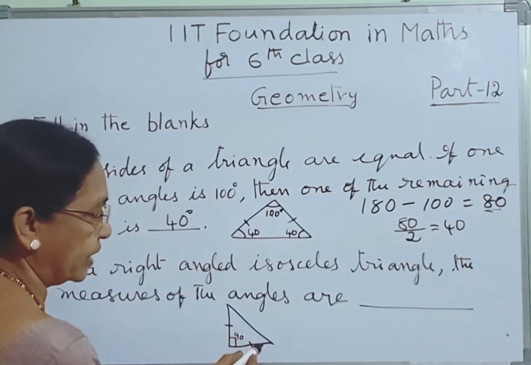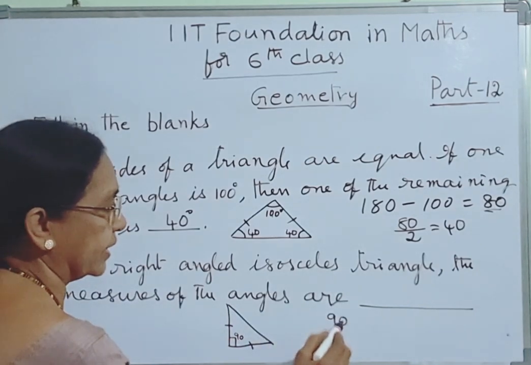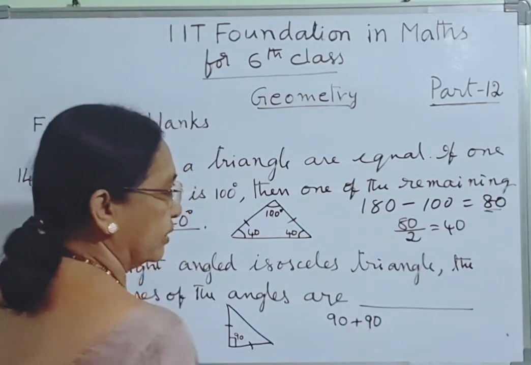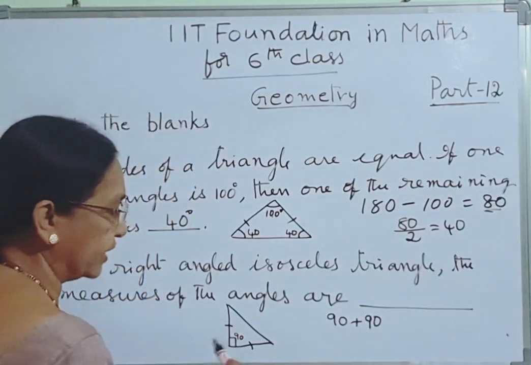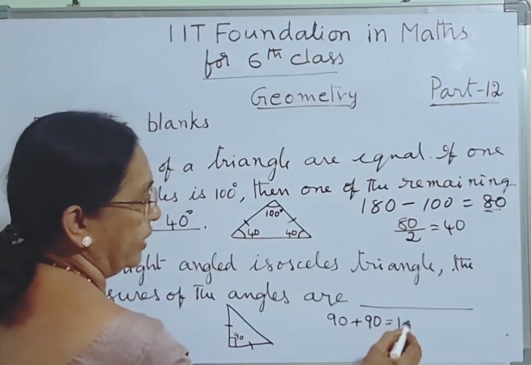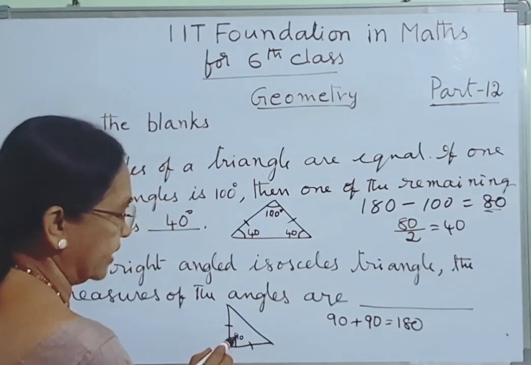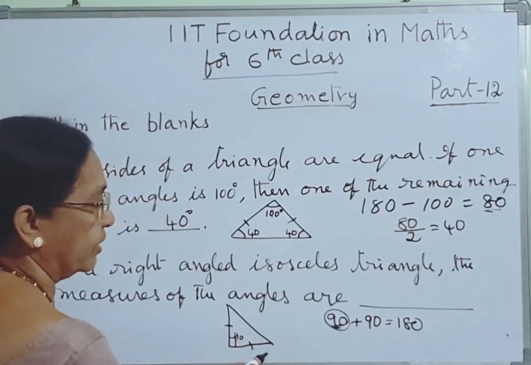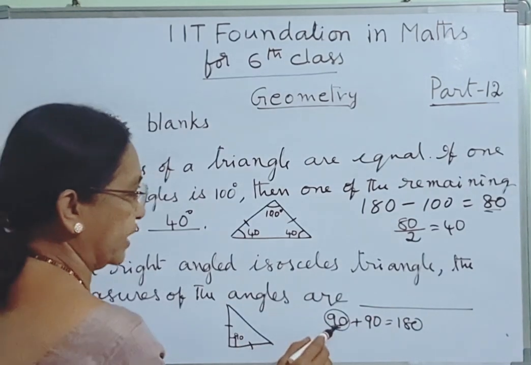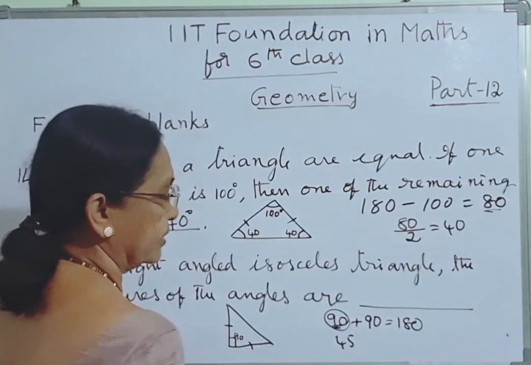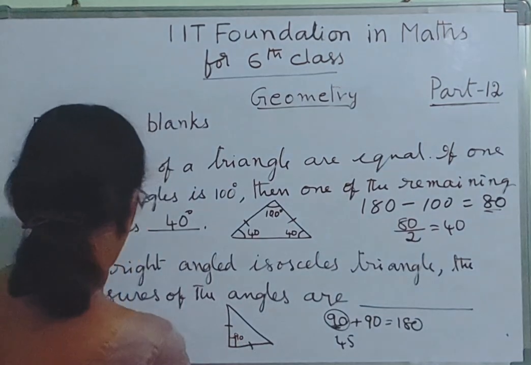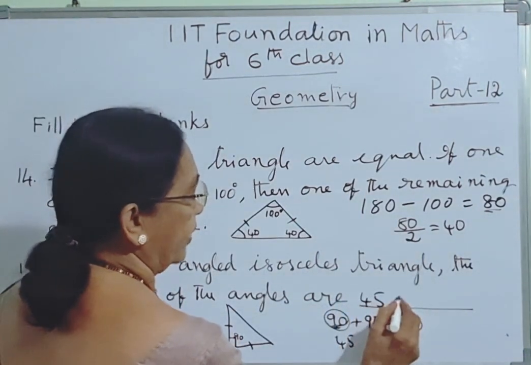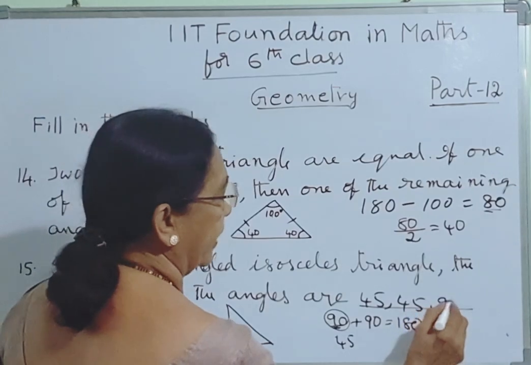So, the sum of the other two angles must be 90 degrees so that the sum of the three angles is 180 degrees. So, one angle is 90 degrees, the other two angles must add up to 90. Therefore, each angle is 45 degrees. So, the measures of the angles are 45, 45 and 90.